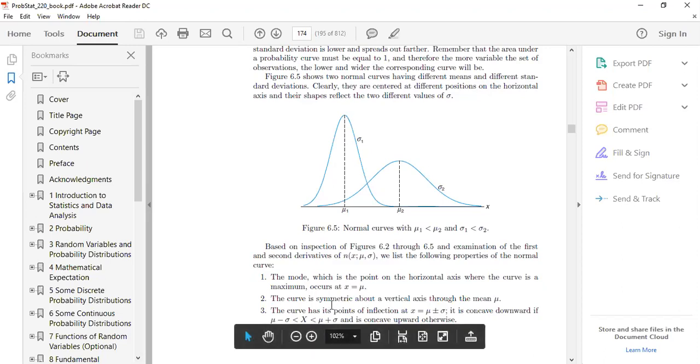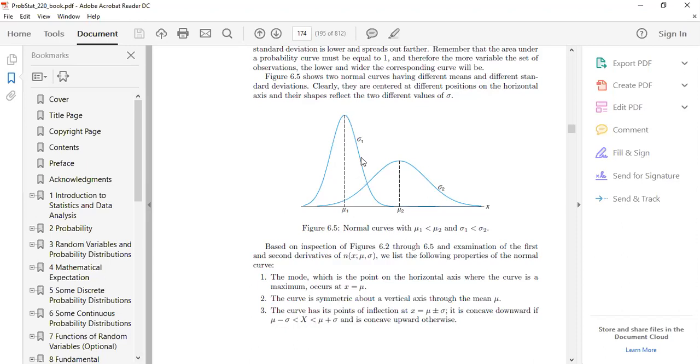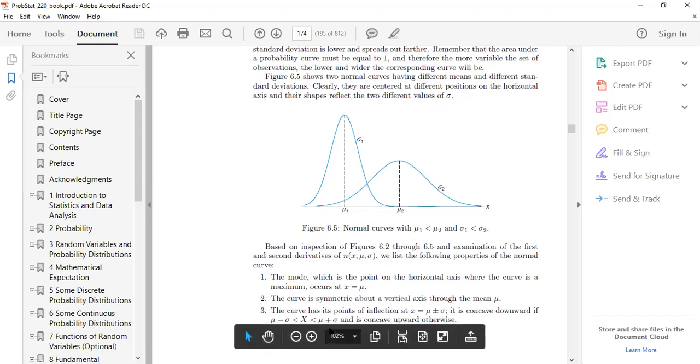That's why it is mentioned over here: the curve has its point of inflection. If you equate the second derivative to 0, you get that point of inflection, from which the curve changes behavior in terms of concavity. After that point, if the function is concave down, it will start going concave up and vice versa. If the graph is concave up, then after the point of inflection it will start going concave down like this. So x is equal to nu plus or minus sigma.